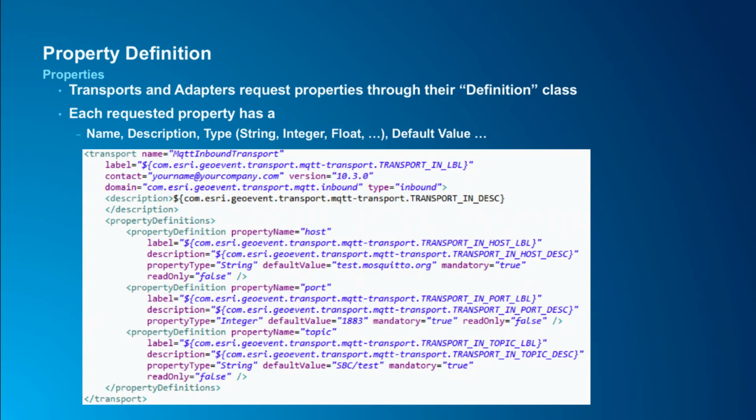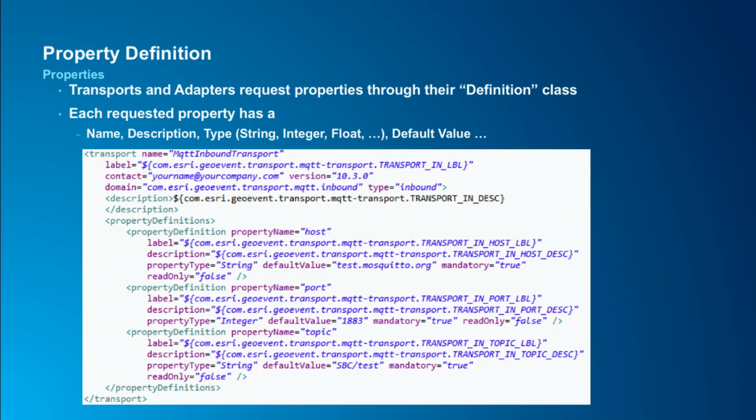So now let's talk about the properties and the transport definitions before we dive into the custom transport code. In order to know what properties are needed by these components, the transport and the adapter define them through their definition class. A definition class contains a list of attributes for the component and a list of property definitions. There are 2 ways to create component definitions.